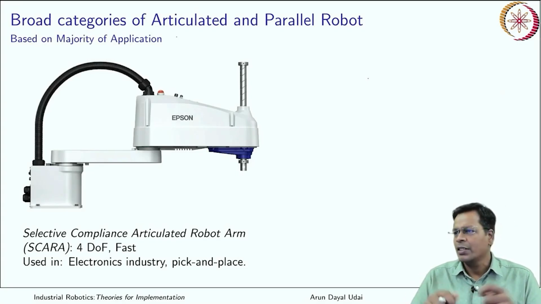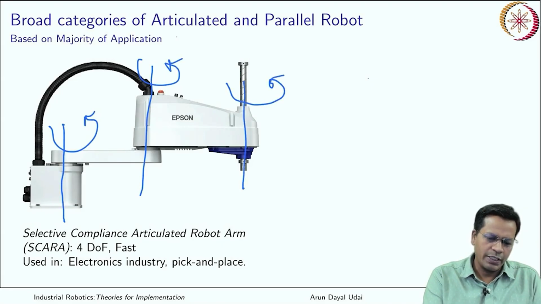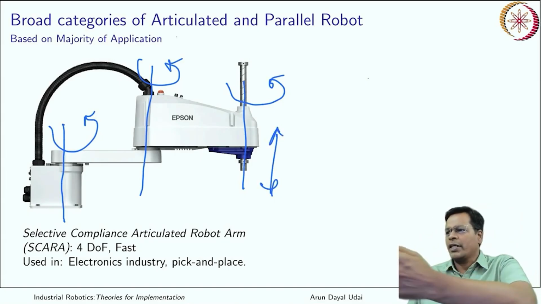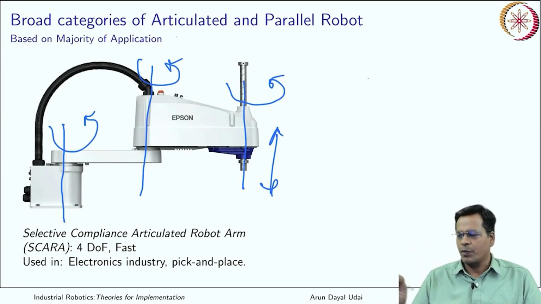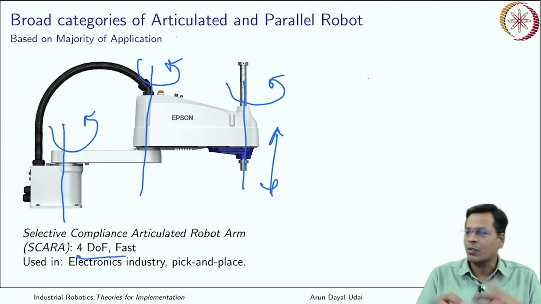One of them is this one, the selective compliance articulated robot arm, that is SCARA, a 4 degrees of freedom robot. You see it has a first axis which is like this, a second axis which is like this, both rotary, and the third one can go up and down. So it can take your robot anywhere in XYZ and it can rotate at that point of location where it can reach. It is used mostly in the electronic industry for any pick and place task. This is a 4 degree of freedom robot, but still it suffices for that particular job.